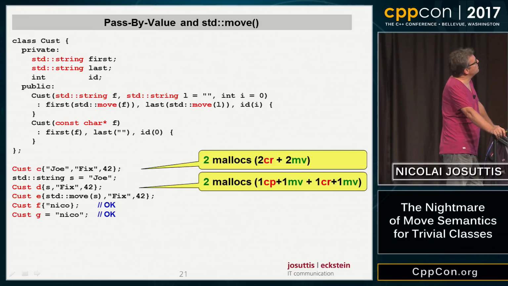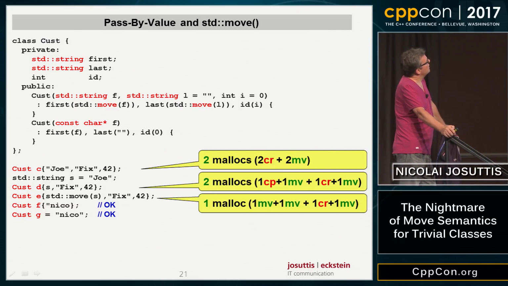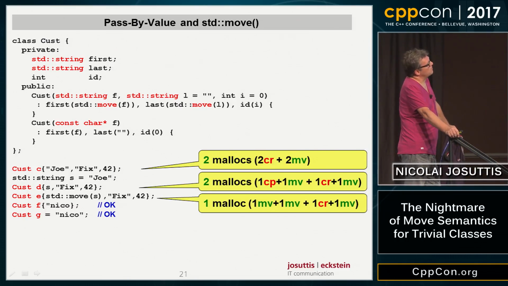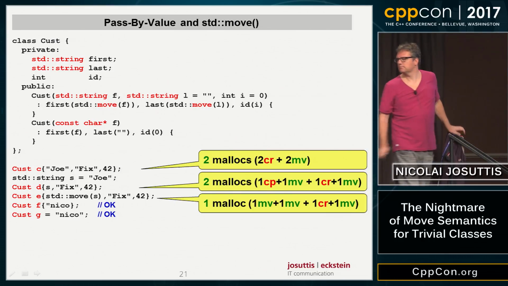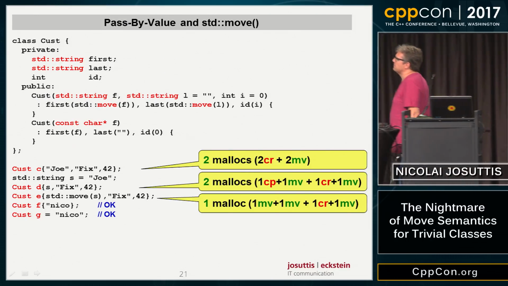2 mallocs here. One because we copy the string, yes, and that's good. We still need the string. We didn't move the string into the object, and one to create the temporary string for the second argument. And then here we have 1 malloc because we moved the string into the member of first. And cool. Done.